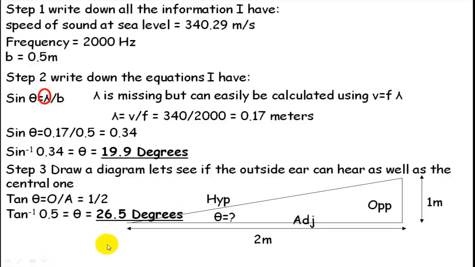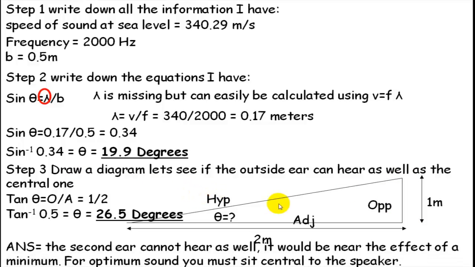So basically, we're going to be pretty close to a minimum if you're here. Okay, the minimum would be occurring a bit down here. So really, in the answer to the question, it wouldn't be having as good a time as the central ear. The person listening over here would be hearing degraded sound. It wouldn't be as loud.